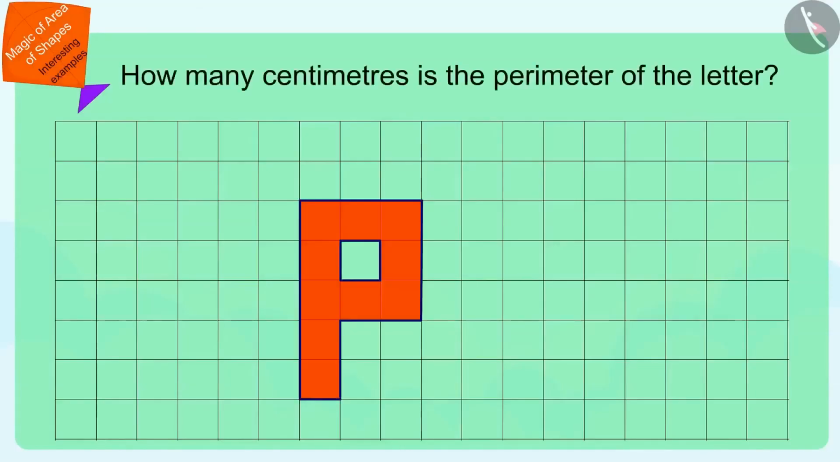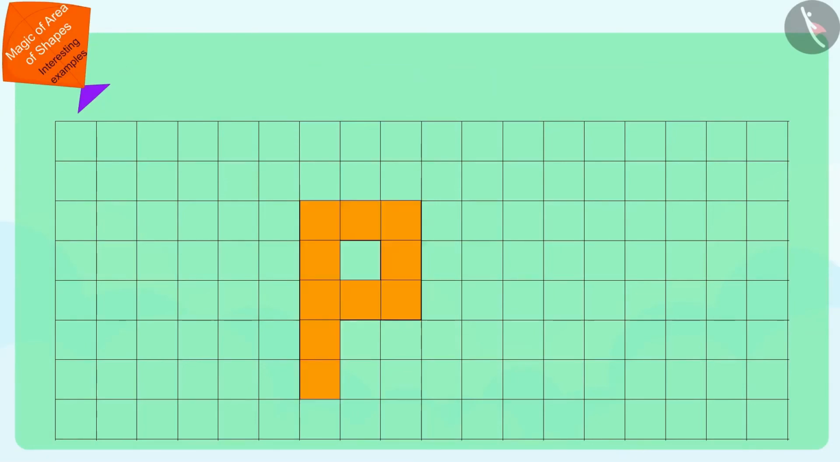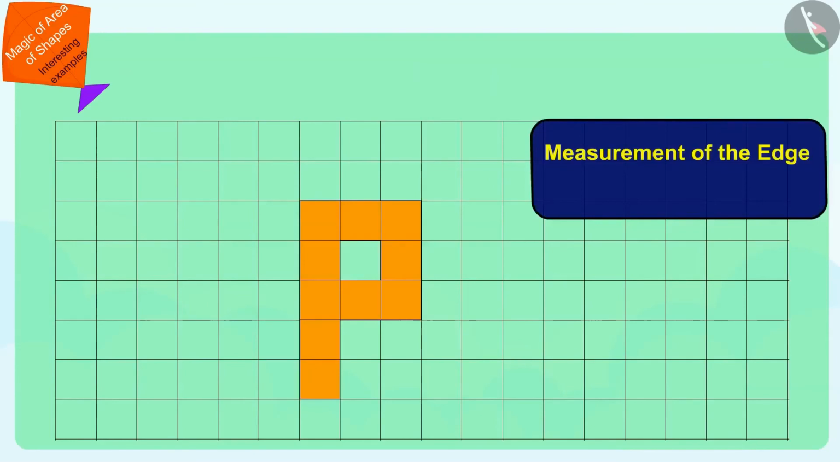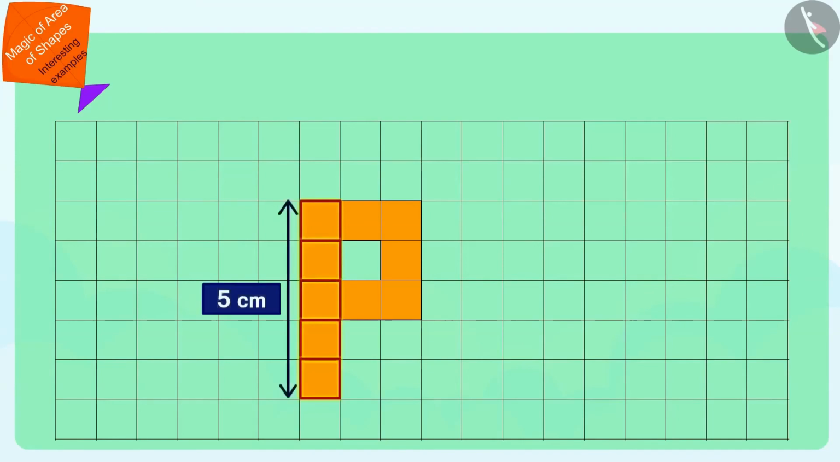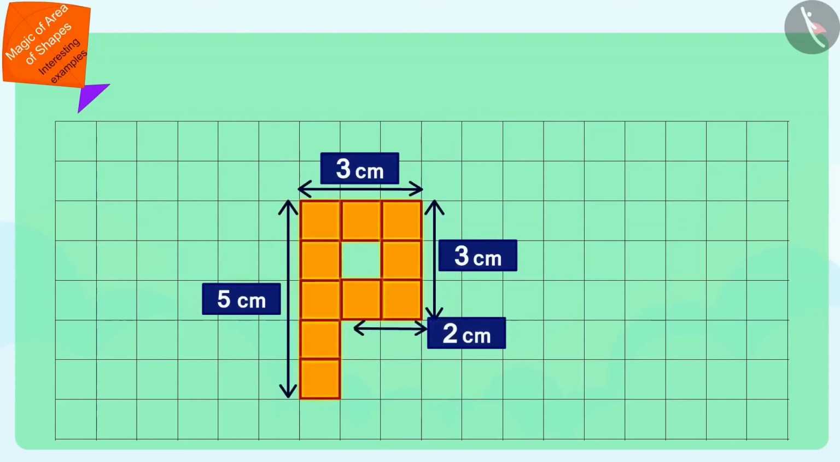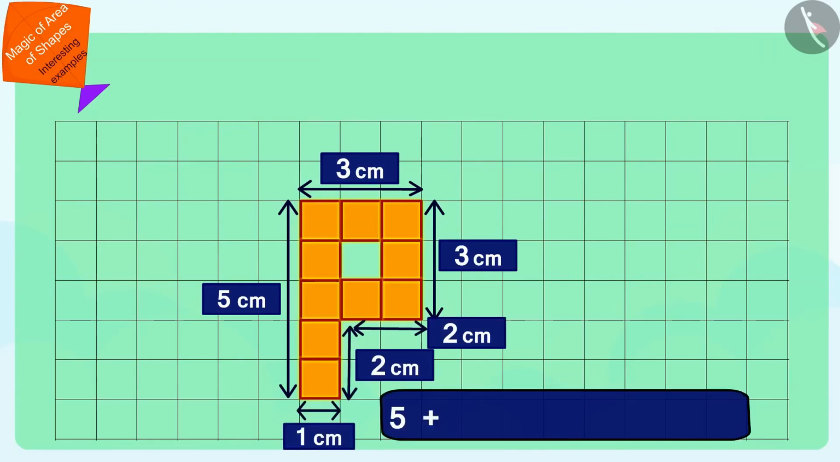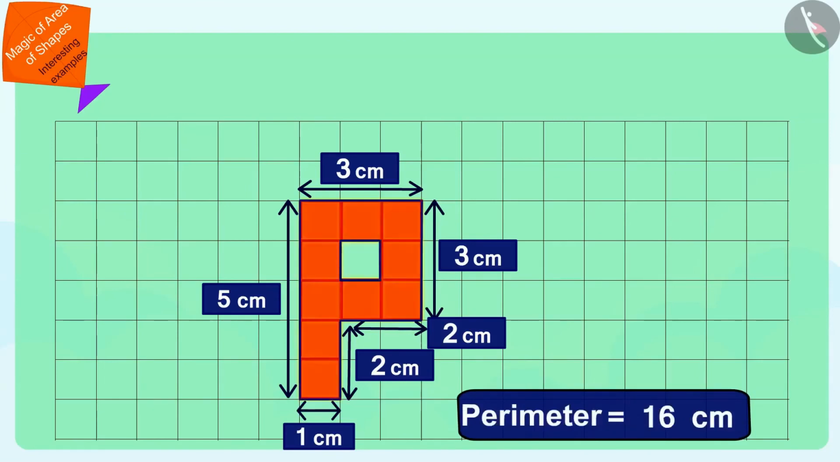Let us see how many centimeters is the perimeter of P that Pinky has created. We can find it very easily. The measurement of the edge of a square is 1 centimeter. So, to find the perimeter of this letter, we only need to find the number of squares that fall in its edges and add the measurements of all those edges. In this way, the perimeter of Pinky's letter P is 16 centimeters.